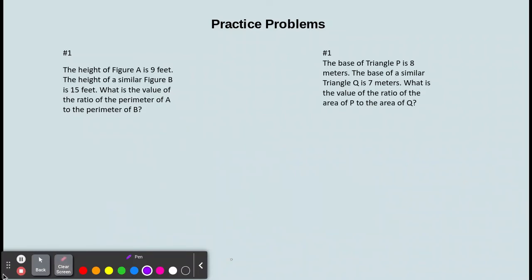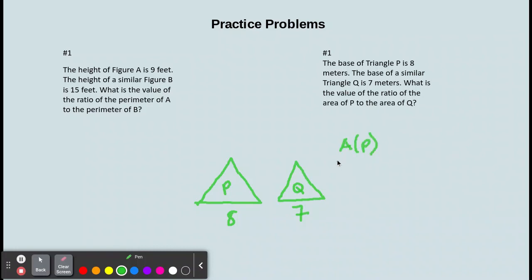Okay, now for practice problem number 2. We have the base of a triangle P is 8, and the base of a similar triangle Q is 7. What is the value of the ratio of the area of P to the area of Q?